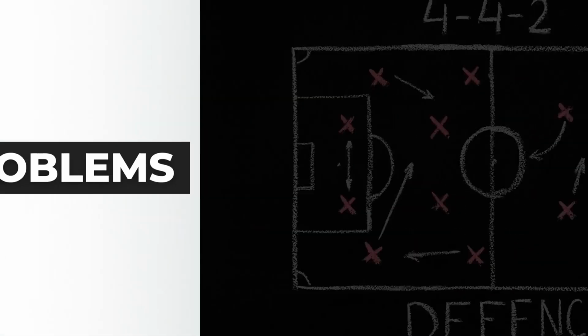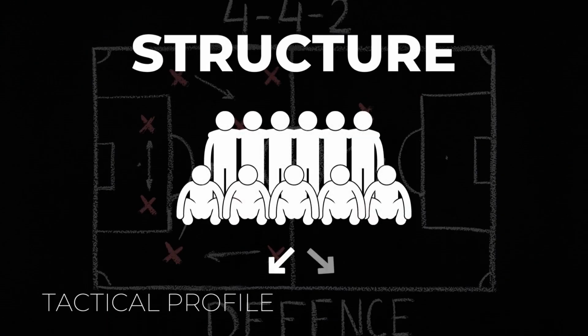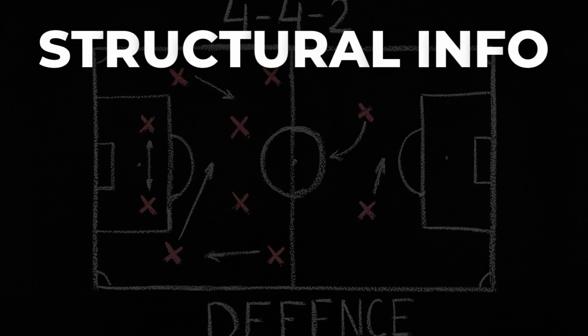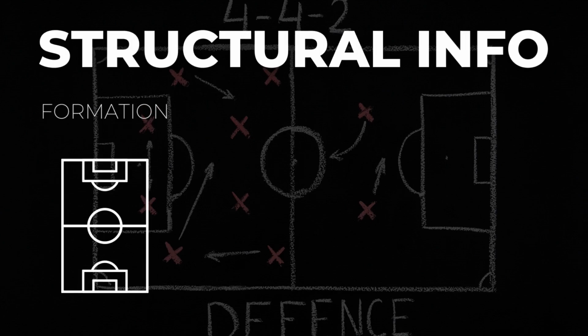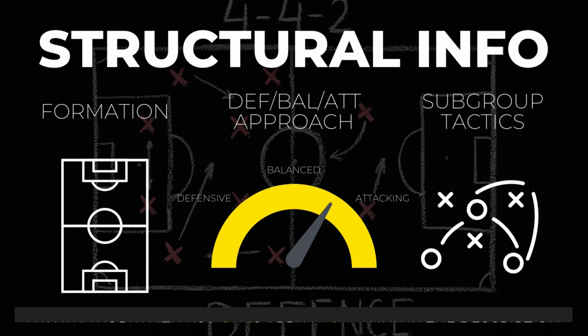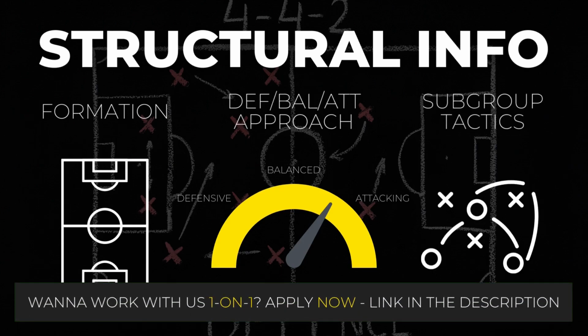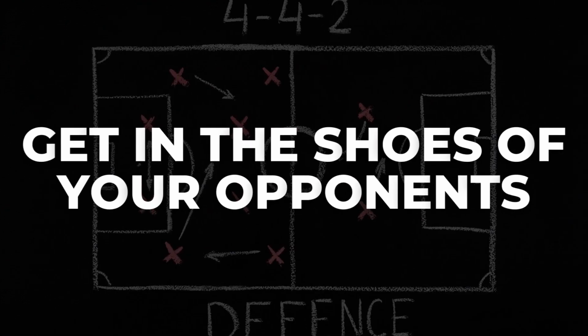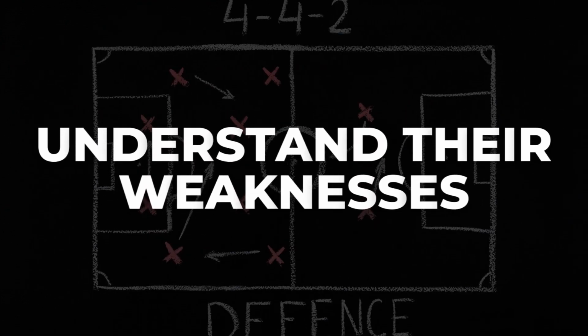On one hand, we have structural problems. I'm basically referring to a team's tactical game profile and style of play. The first thing you need to do as an individual or a team is recognize the structural information like the team's formation, whether they adopt a more defensive, balanced, or attacking approach, as well as some specific subgroup tactics they use, like for example a high press. Now that you've recognized how the opposition likes to structure their gameplay, it is time to reverse engineer the solutions to all the possible problems that may arise during the game. All you have to do is get in the shoes of your opponents and understand the weaknesses of their gameplay that they want to cover up.